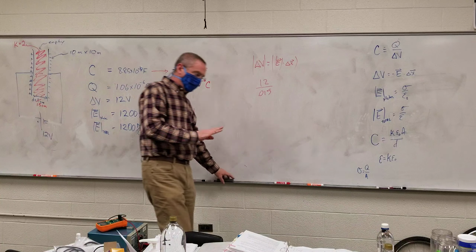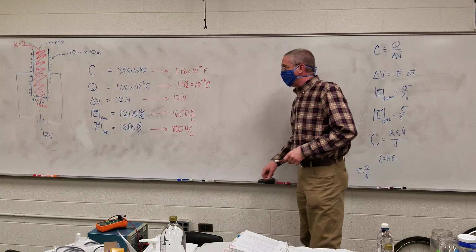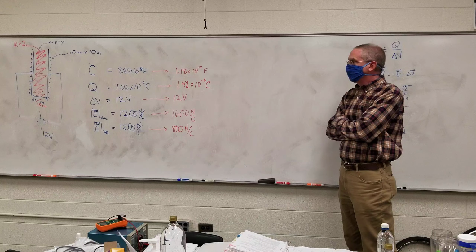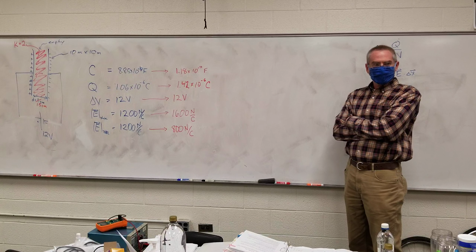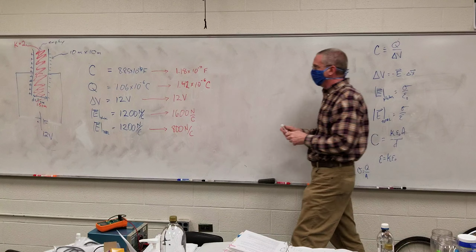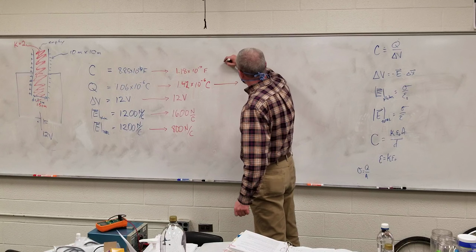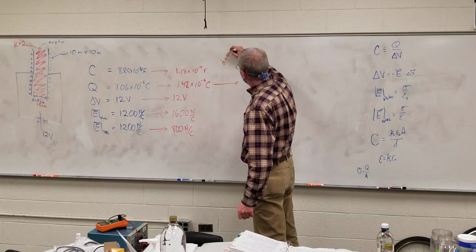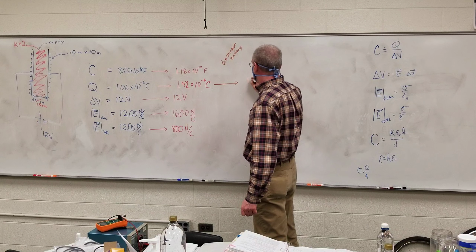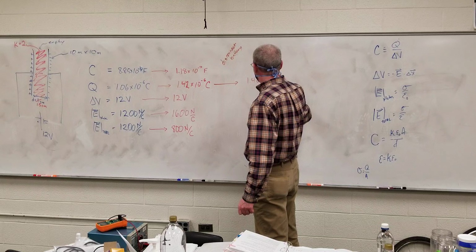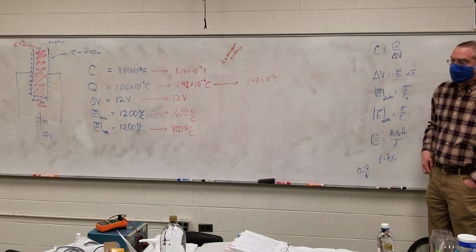But let's just start out with, all I've done is disconnect the battery. What changes or what stays the same? You just said your charge stays constant? Yes, Q. All right, so we now disconnect the battery. So Q is 1.42 times 10 to the negative 6 coulombs. Anything else going to stay the same?